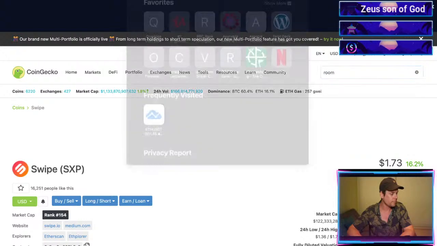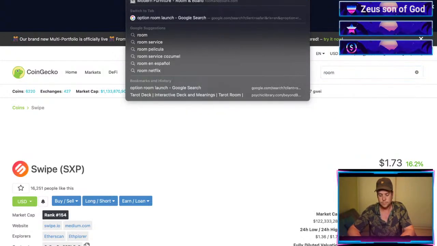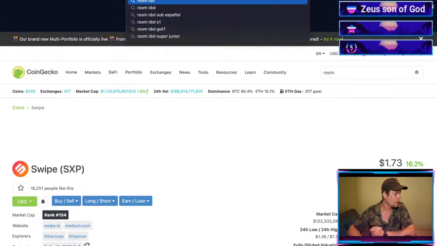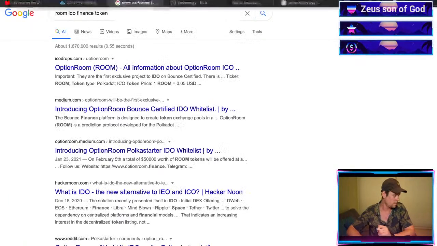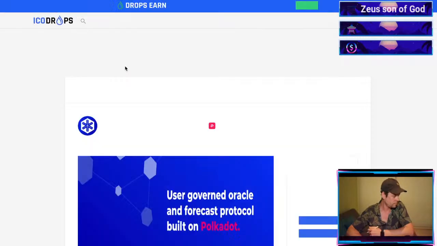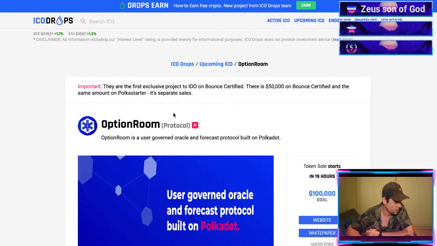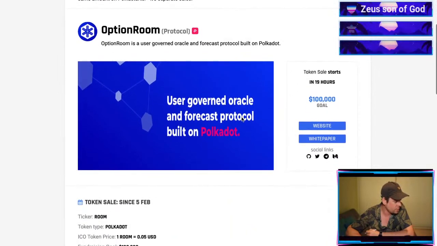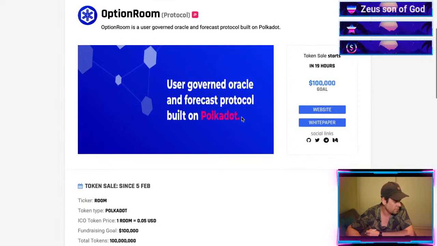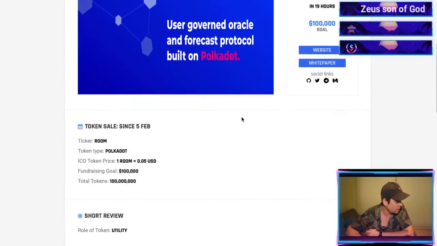IDO. I don't know what that means. What is IDO? Initial decentralized offering? Option Room protocol, user governance oracle, and forecast protocol built on Polkadot.